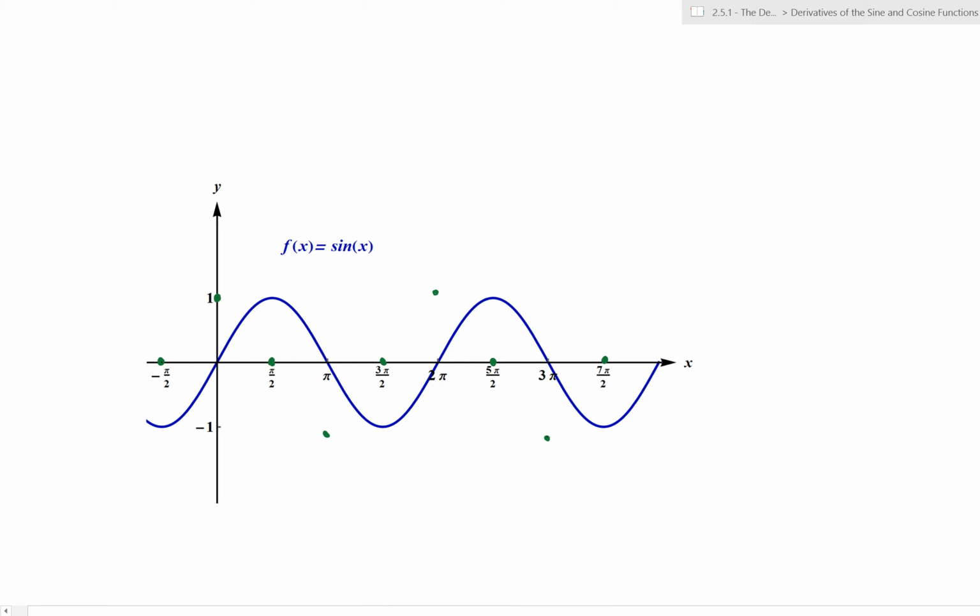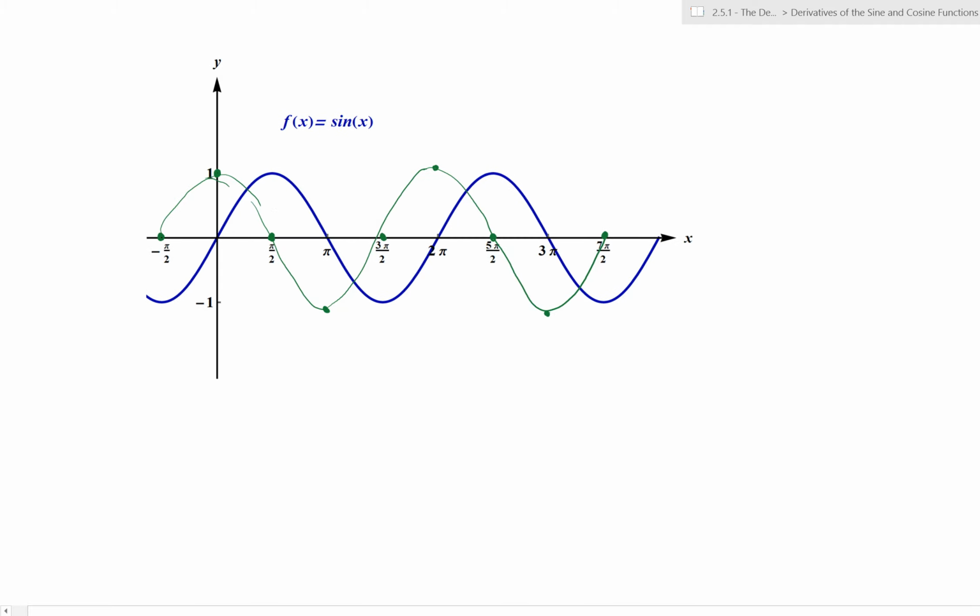So you kind of piece together this graph, you kind of see the shape of it. It sure kind of seems like this looks like another graph that we know. Looks like a cosine graph, does it not? So we should maybe start hypothesizing that perhaps the derivative of the sine function might be the cosine function.